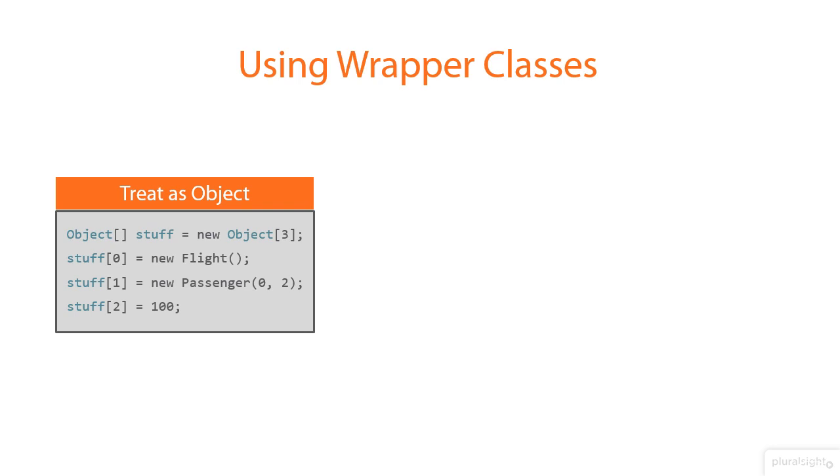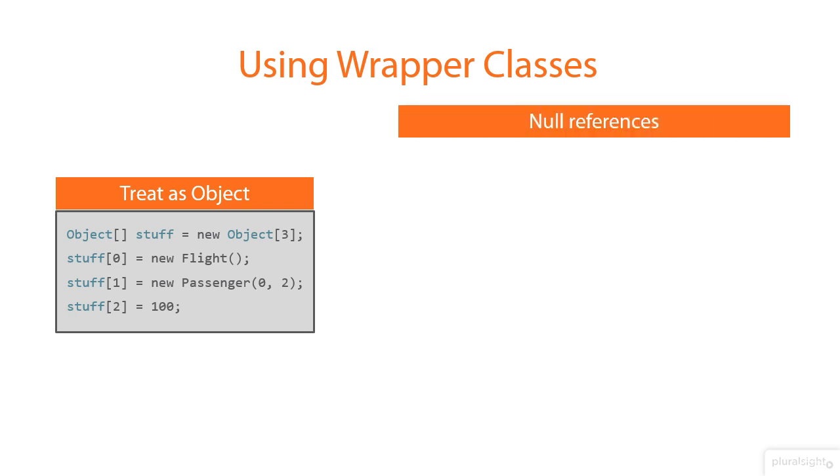Right? What happens in this case is that Java will go ahead and get a reference to an instance of the integer wrapper class with a value of 100 and assign that reference into stuff sub2. We also have the benefit of null references, so we have a distinct idea of a value not being set. Let's take a look at our flight class here.